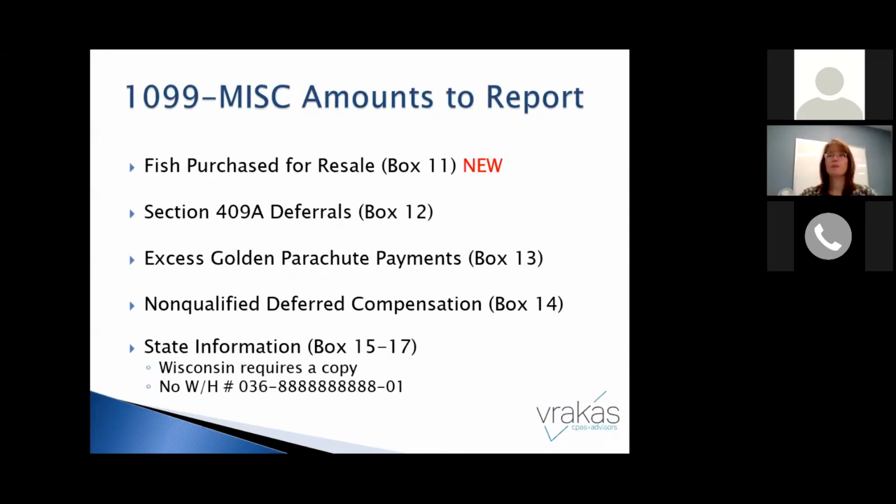1099 miscellaneous continued. The new box is box 11, fish purchased for resale. So you paid more than $600, again, in your trade or business to somebody engaged in catching fish. So there again, this would be cash. It wouldn't be a credit card. The one thing that is mentioned on this one says, remember, this one says not check though. So it's got to be purely cash. Then 12 is 409A deferrals, 13 golden parachute payments, 14 non-qualified compensation.